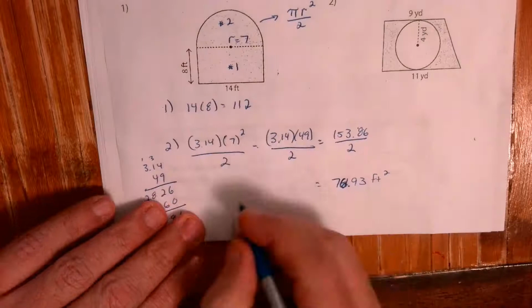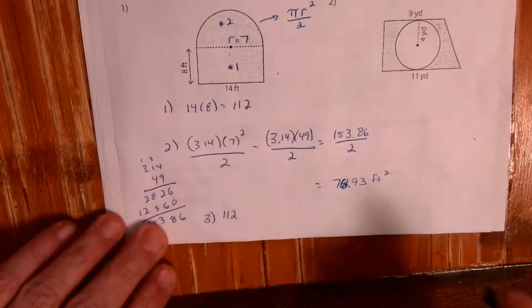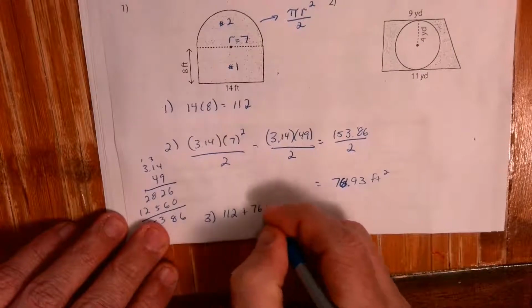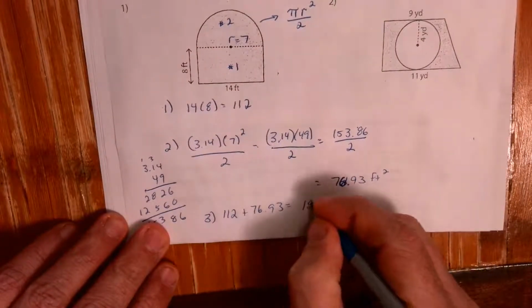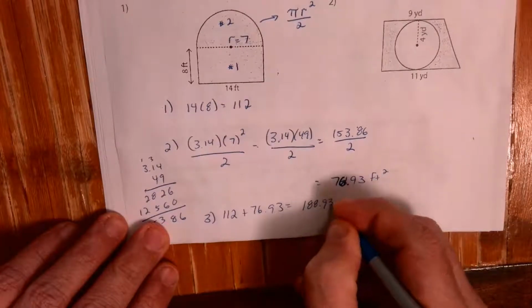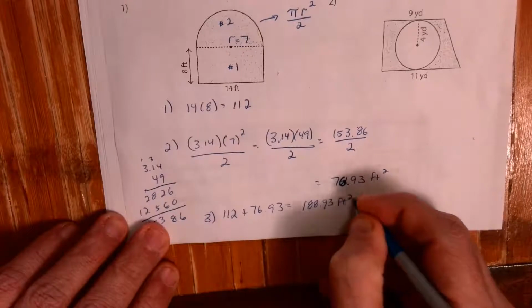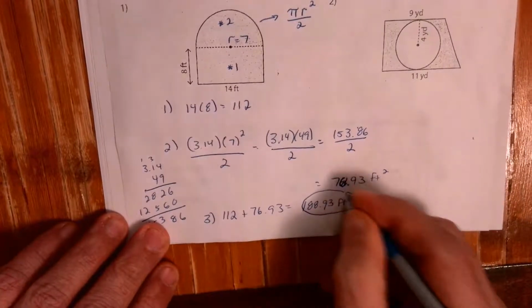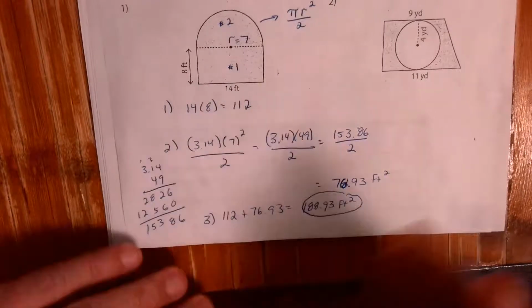So now we have to add these two together. There's step 3, 112 plus 76.93 is 188.93 feet squared. Okay, a little more difficult there, all right? One, because we have two shapes, and then we have this half circle as well. All right, next one.